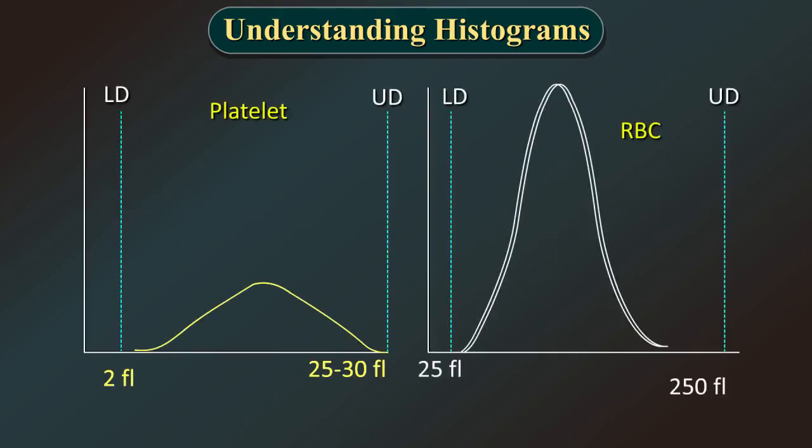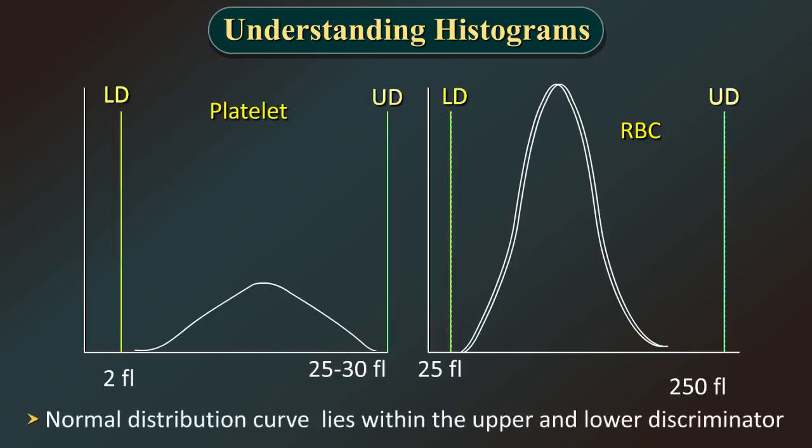See platelet bell curve between 2 FL and 25 FL. The size range where platelets fall. See the RBC bell curve between 25 and 250 FL. Now see the dotted lines demarcating these areas. What are these called? They are called the discriminators. Each histogram has a defined lower discriminator, that is LD, and an upper discriminator, that is UD, based on the cell size.